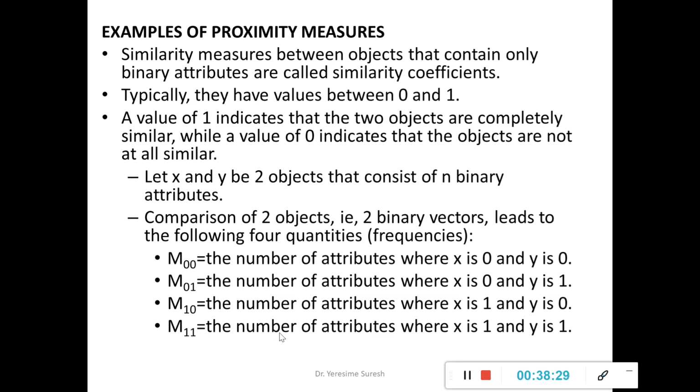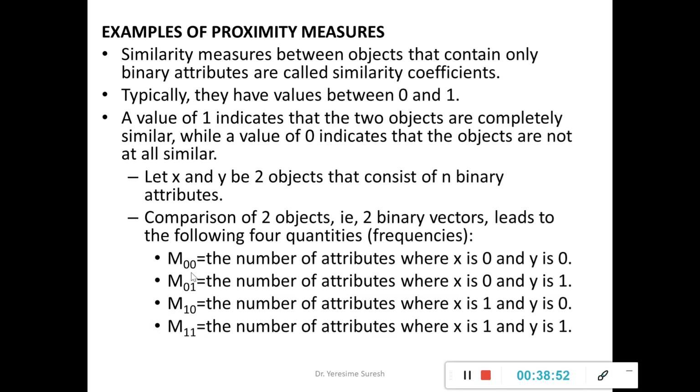It indicates the number of attributes where x is 1 and y is 1. That means from both the data objects x and y, if the number of attributes are same, in x the attribute is 1, in y also the attribute is 1, then the frequency of m11 will become 1. Similarly, how many attributes are matching? That is the frequency of m11.